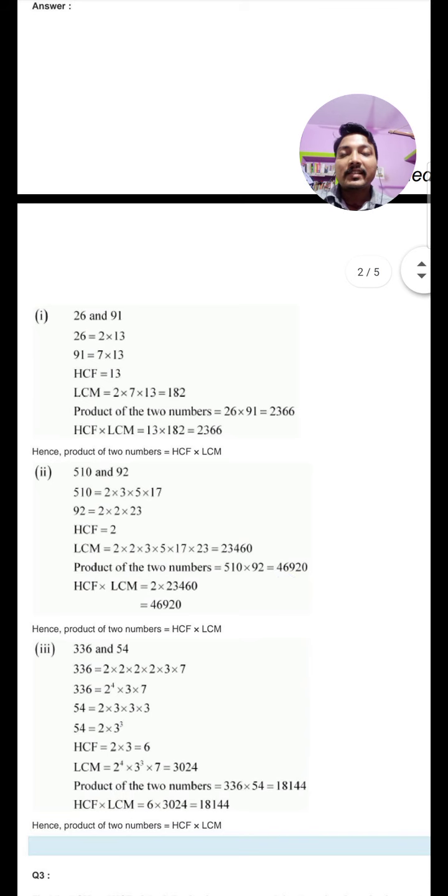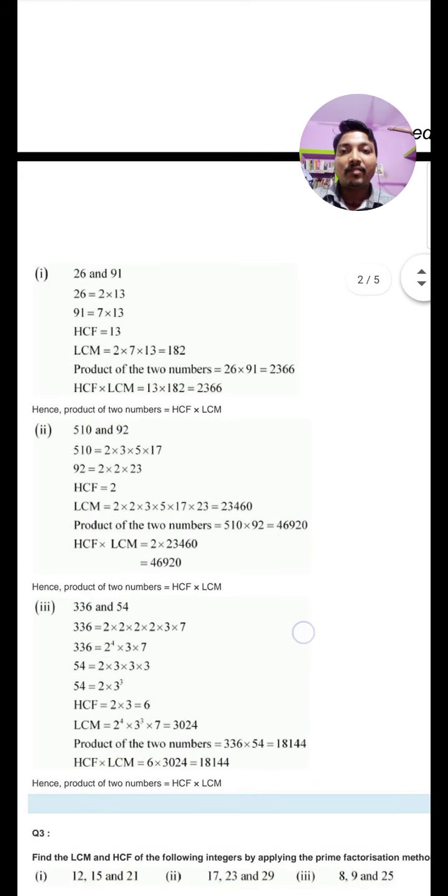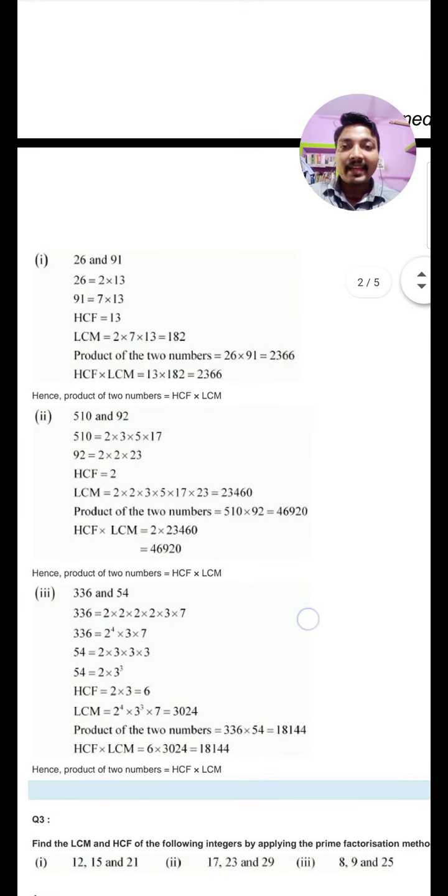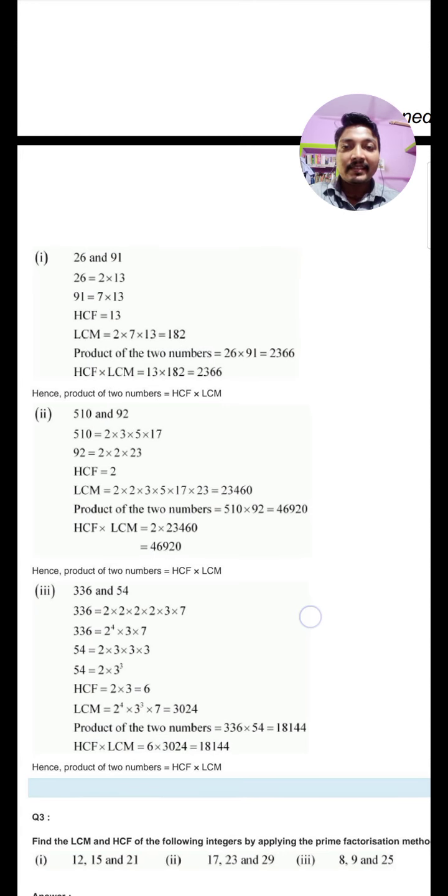See, just like in question number 1 where prime factorization was done, here in question number 2, one number is 26 and another number is 91. We can find the LCM and HCF by first doing the prime factorization. 26 can be factorized as 2 into 13 and 91 as 7 into 13. To find the HCF, HCF is the product of the common prime factors in both prime factorizations. One is 2 into 13, another is 7 into 13. In both, 13 is common only. So our HCF is 13.